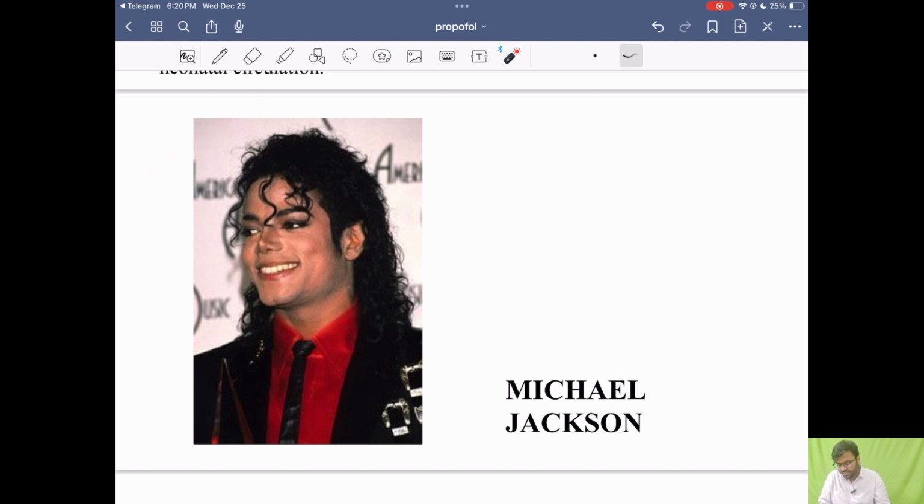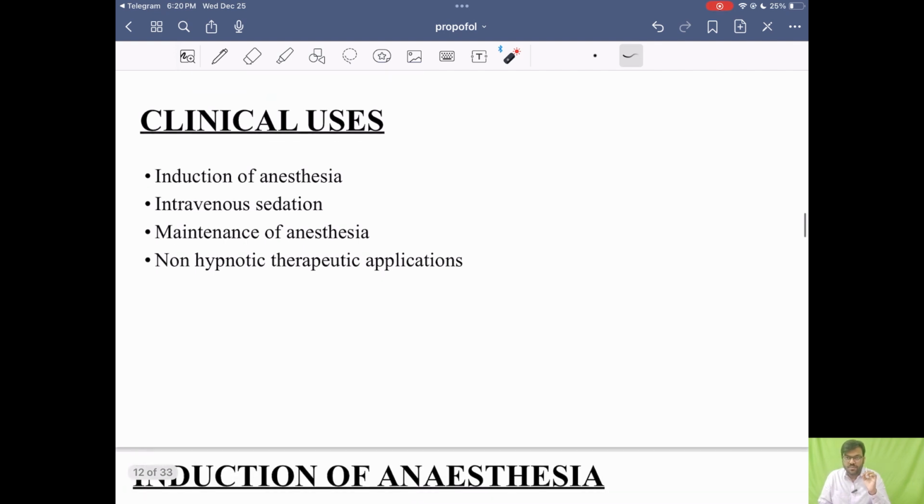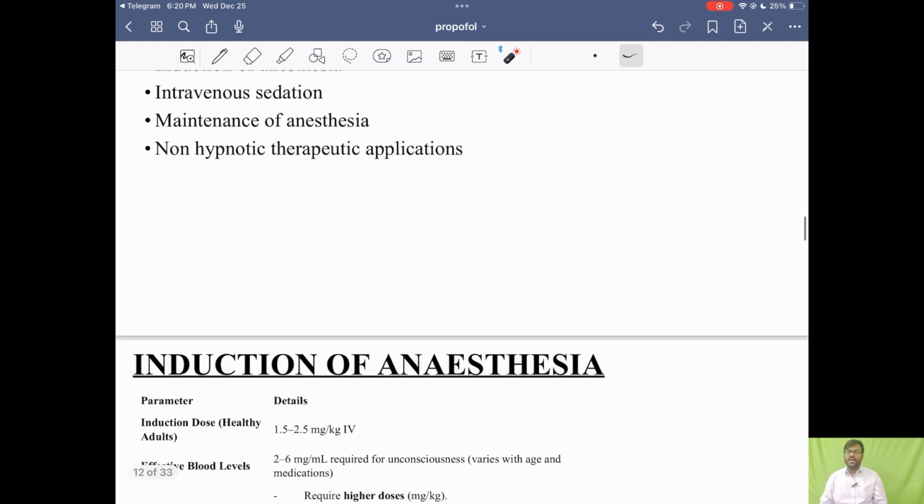Moving on, we are going to discuss the clinical uses of propofol. The first use is induction of anesthesia. Then you can use it for intravenous sedation, for maintenance of anesthesia, and for non-hypnotic therapeutic applications. First we are going to talk about induction of anesthesia.